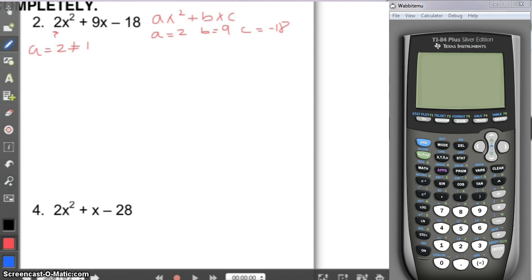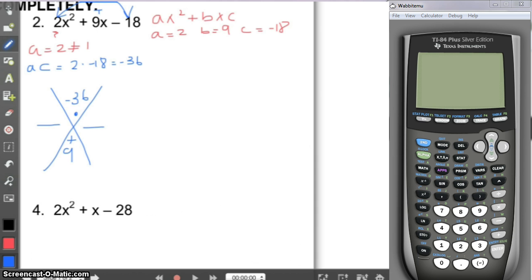When you have an equation like this where a is different from 1, first of all you have to calculate what a times c is. And a is 2 and c is negative 18, so when you multiply 2 times negative 18 you will get negative 36. So you have to think of two numbers that when you multiply you'll get negative 36, and when you add you would get this number in front of the x, which is 9. So think of those two numbers.